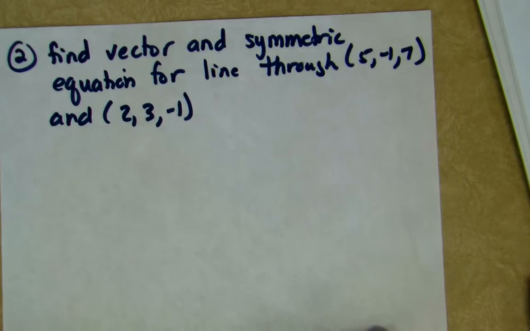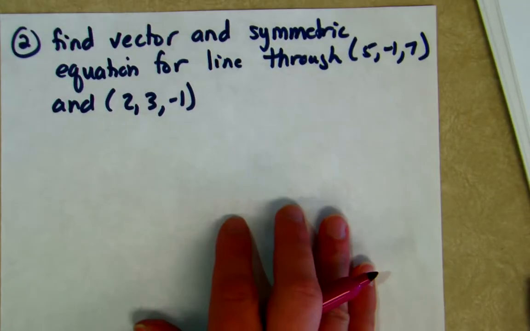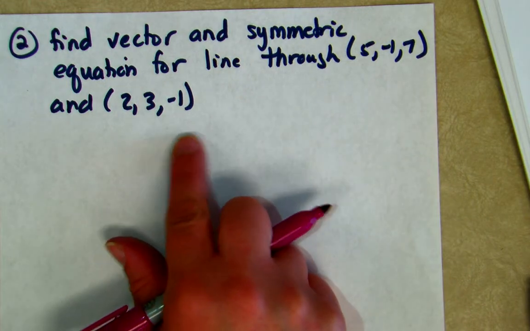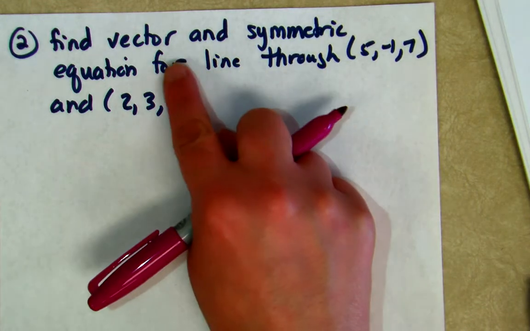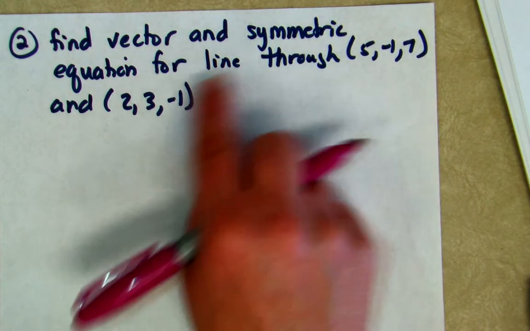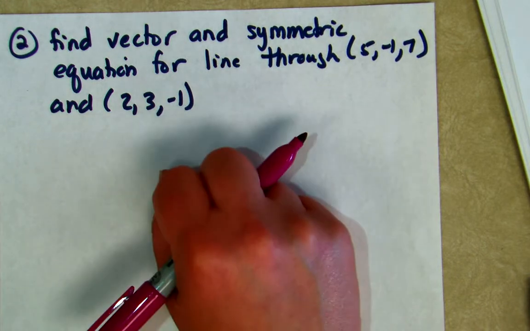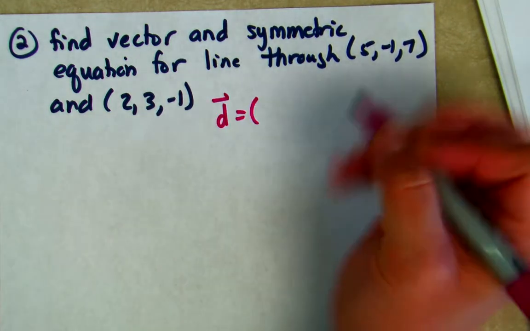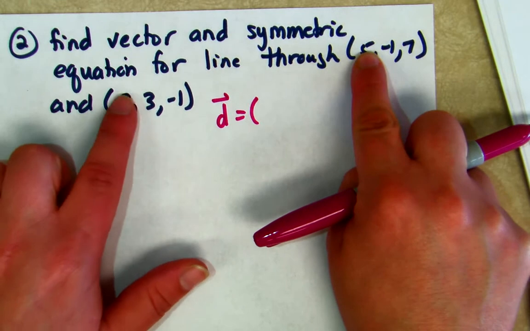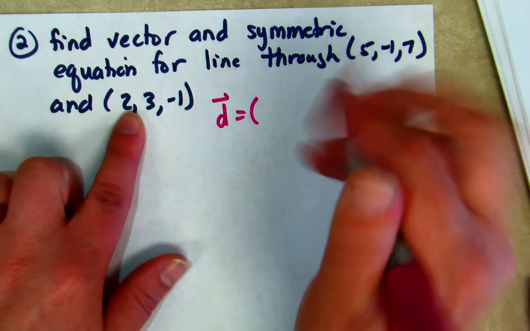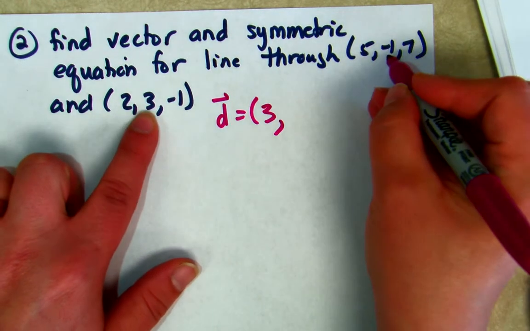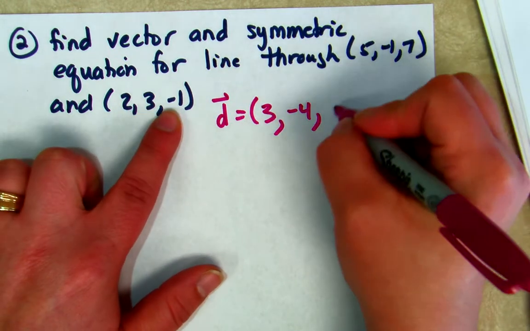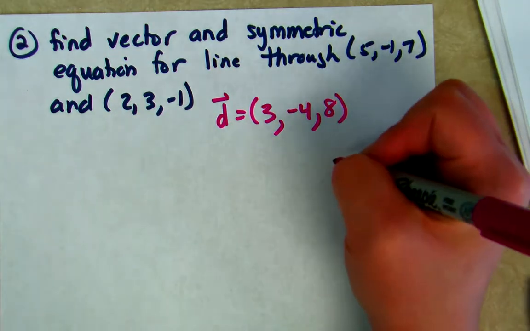So number 2, find the vector and symmetric equation for the line through 5, -1, 7, and 2, 3, -1. So to give the vector equation, I need a point. Well, I have 2 of them. It doesn't matter which one I use. And I need a direction. I'm going to find the direction by backward subtracting. I'm going to take this one and subtract this one. So 5 minus 2 is 3. -1 minus 3 is -4. 7 minus -1 is 8. So I'm going to use that as my direction.